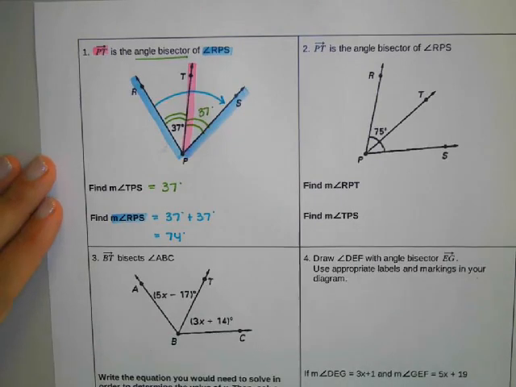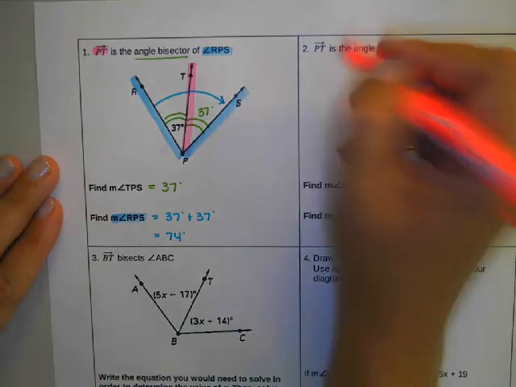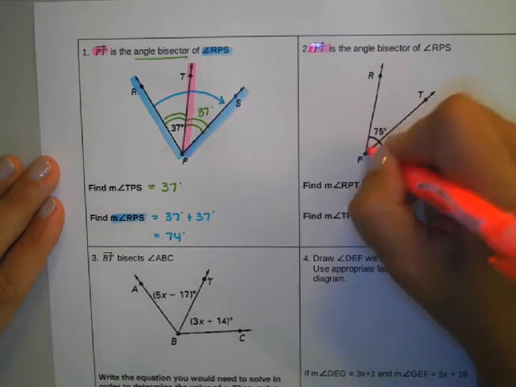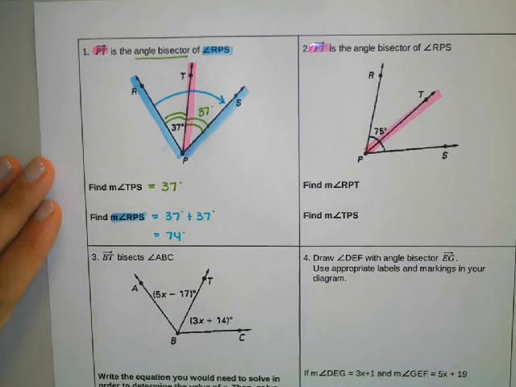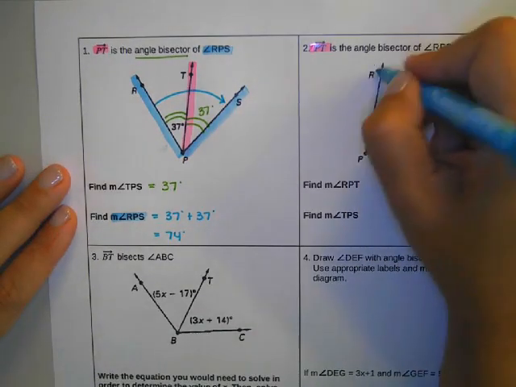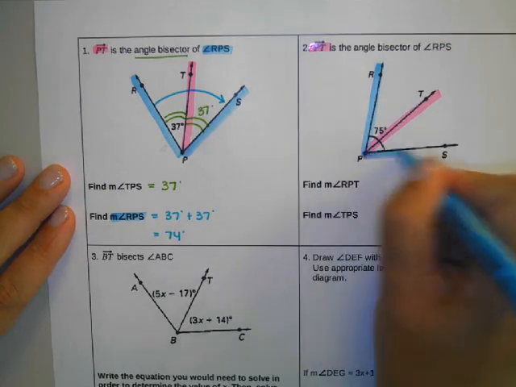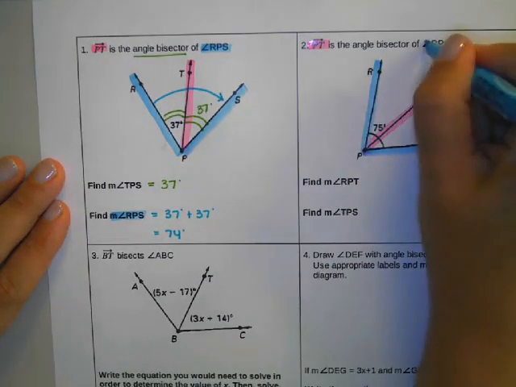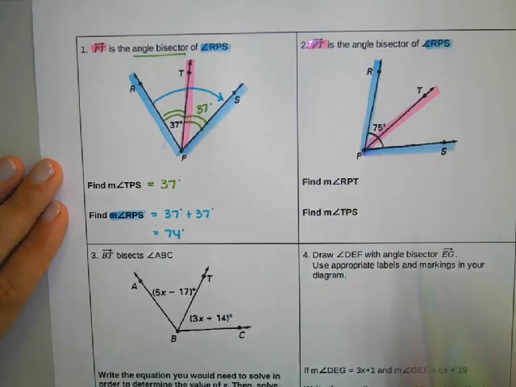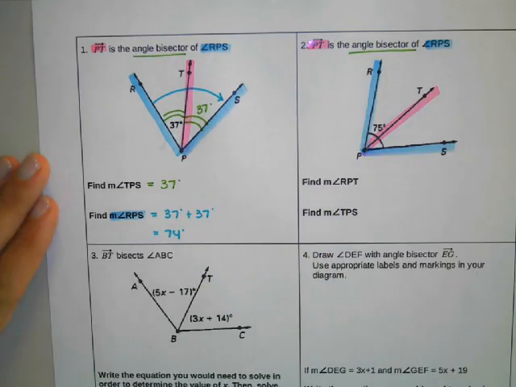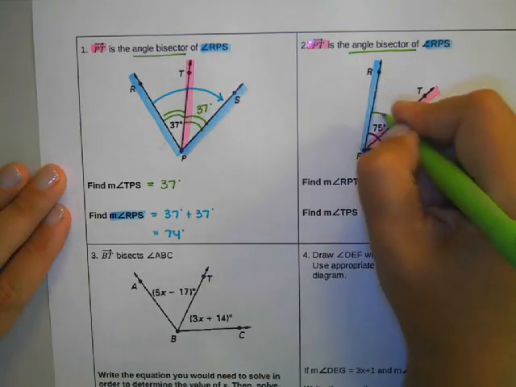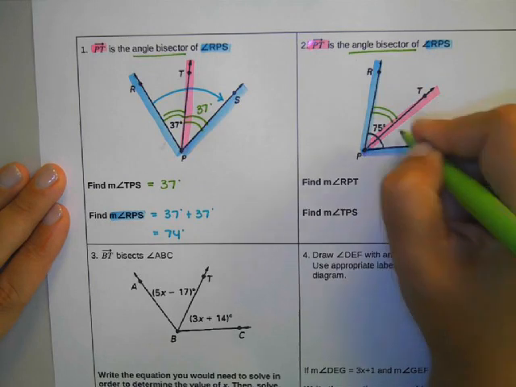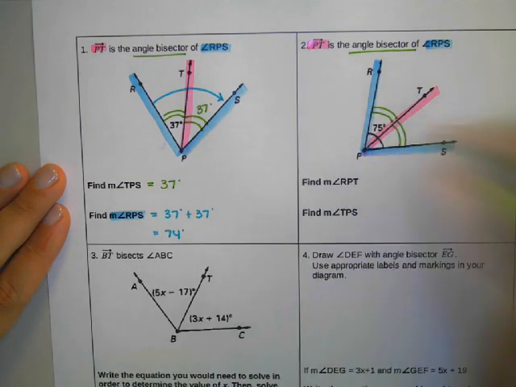In problem number 2 here, it says that ray PT, which is this ray right here, is the angle bisector of angle RPS. Now, because it's an angle bisector, I know that it creates two exactly equally sized angles. So I'm going to use tick marks here to show that they're the same size.